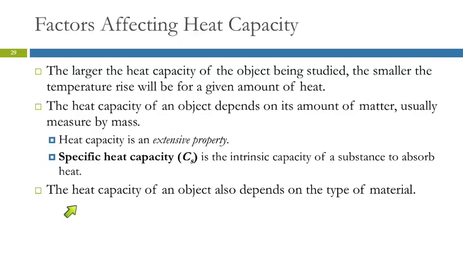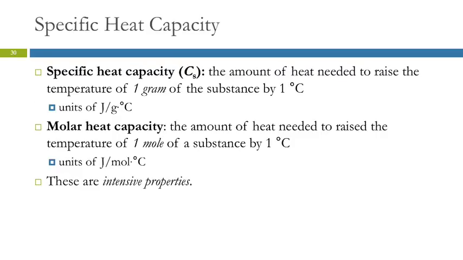So the heat capacity depends on how much you have. It also depends on what that stuff is. Some things heat up easier than other things. We define the specific heat capacity as the amount of heat needed to raise the temperature of 1 gram of the substance by 1 degree Celsius. Does that sound a little bit like the definition of the calorie? It is. So then we have units of joules per gram degree Celsius.